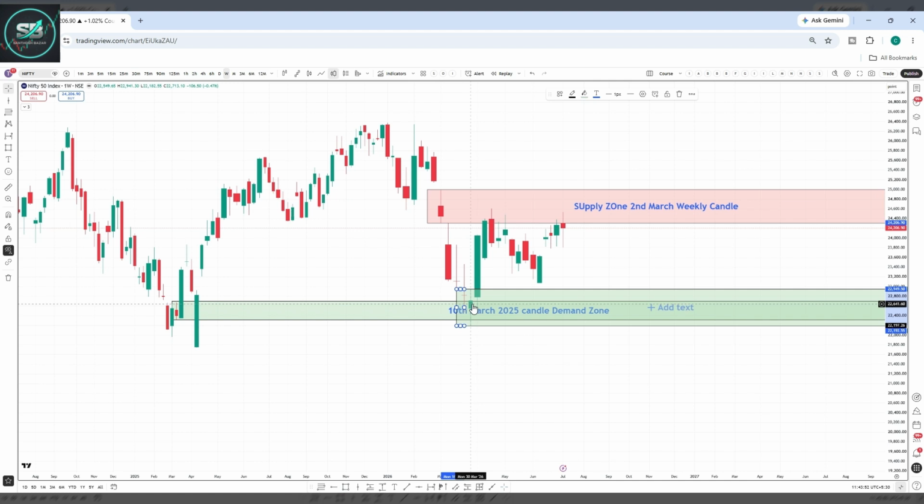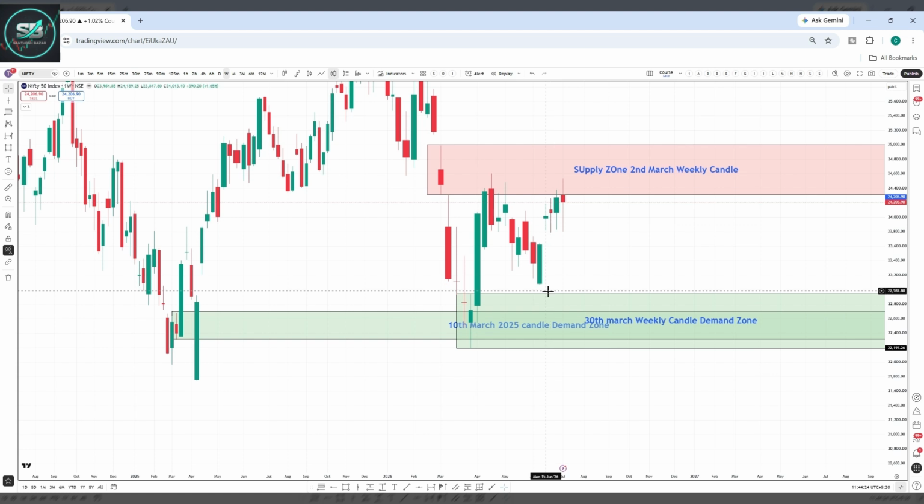You can mark this candle also. The 30th March weekly candle is also a demand zone. So now we have two demand zones coinciding on the weekly time frame. The 10th March 2025 candle demand zone is already tested, but the 30th March weekly candle demand zone is still not tested. Recently price came very close to this demand zone but did not test it. The market is yet to test this demand zone.